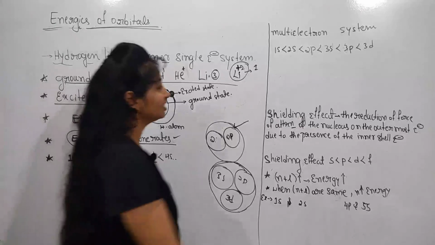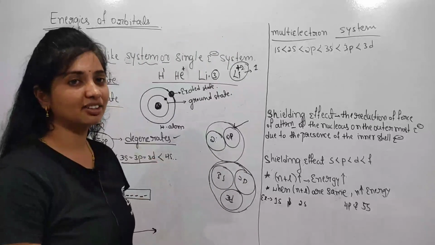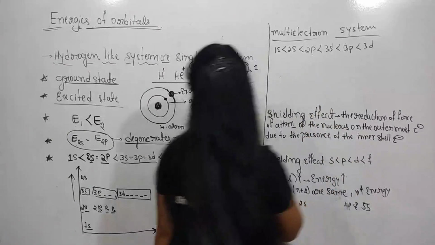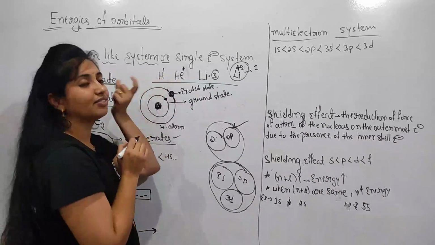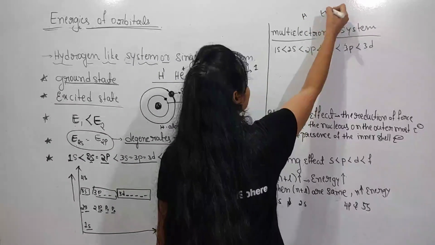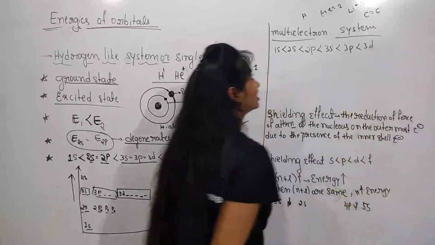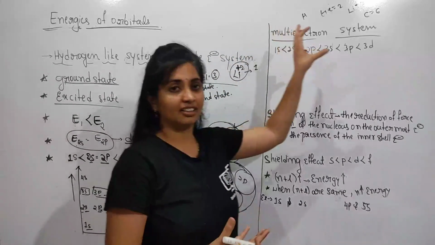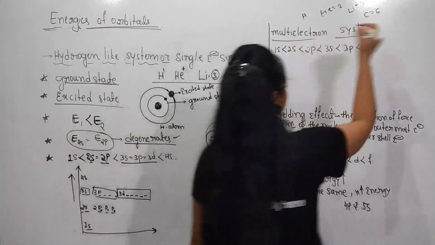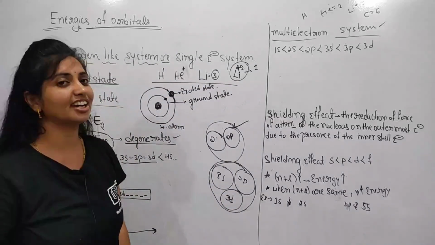And next we are moving on to multi-electron systems. What do we mean by multi-electron? More than one electron systems are called multi-electron. Like I already told you, hydrogen has 1 electron, helium has 2 electrons, lithium has 3 electrons, carbon has 6 electrons. So anything with more than one electron is called a multi-electron system. So in this multi-electron system, how are the electrons arranged, or how are the energy levels arranged?